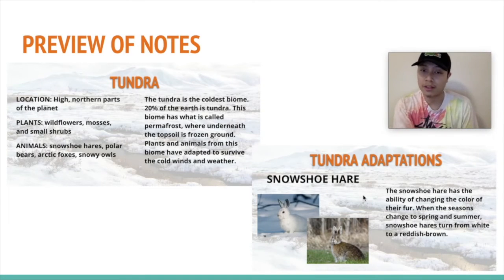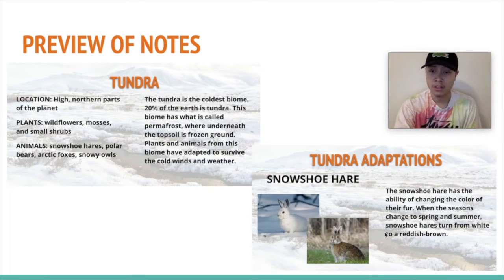Here's my example about the snowshoe hare. The snowshoe hare has the ability of changing the color of its fur. Now, with this ability, it allows them to camouflage with their surrounding environment better, just like the chameleon, to hide from predators. When the seasons change to spring and summer, the snowshoe hare turns from this white to a reddish brown like this. You're going to be looking at many different adaptations in the slides moving forward.